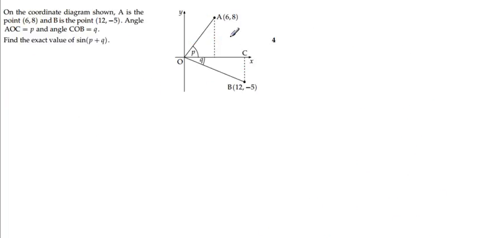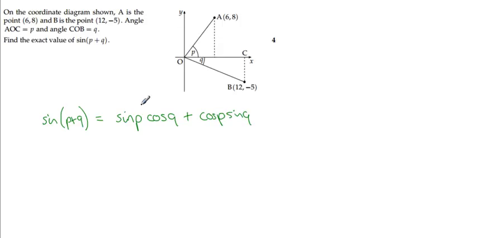First one here. On the coordinate diagram shown, A is (6, 8) and B is (12, -5). Find the exact value of sine (P plus Q). Okay, now I don't have the value for P plus Q or sine (P plus Q), so I need to use my expansion. From the formula sheet, that means that this is sine P cos Q plus cos P sine Q.